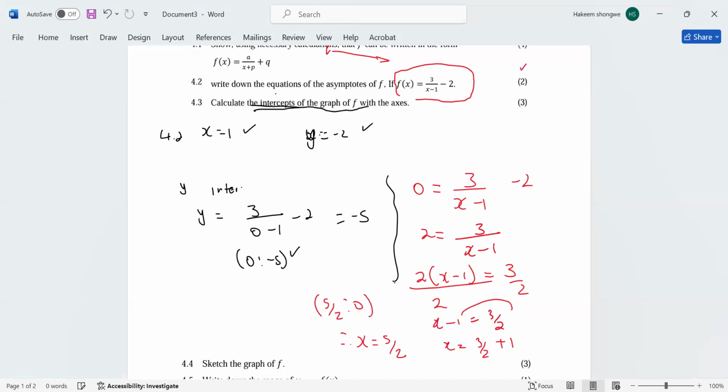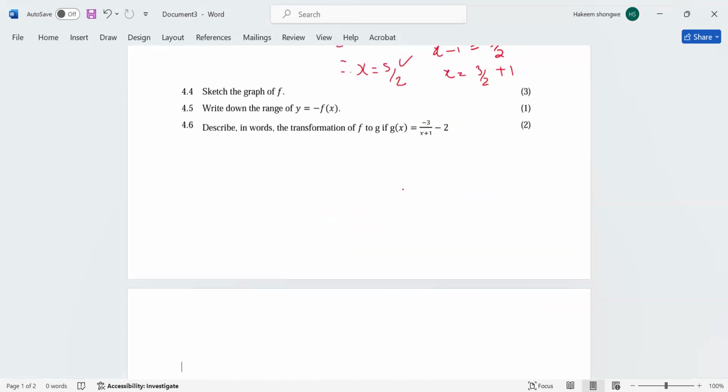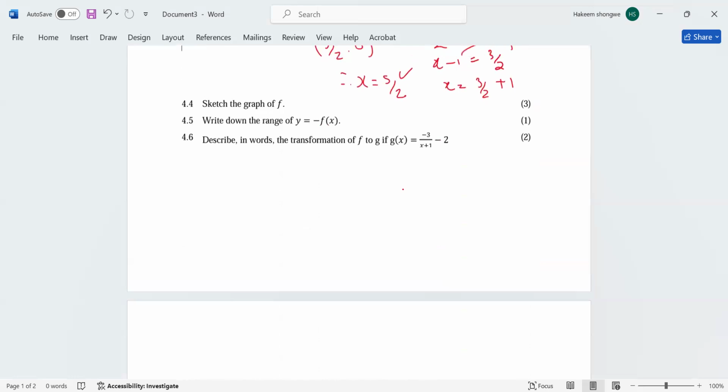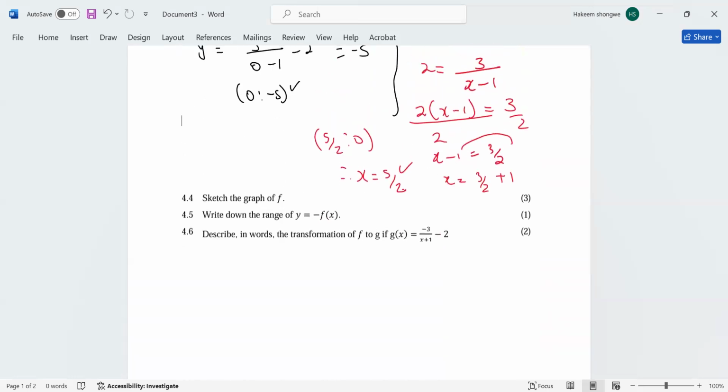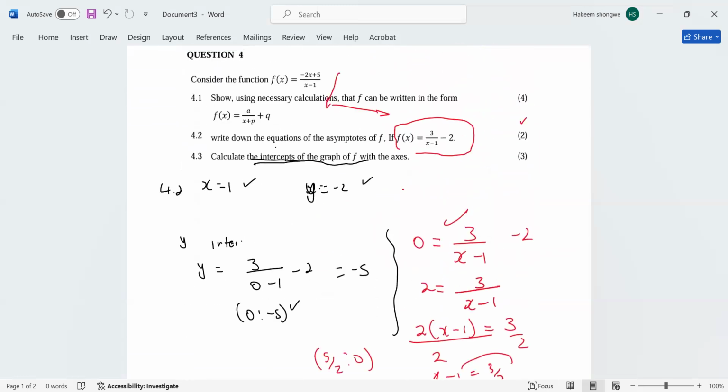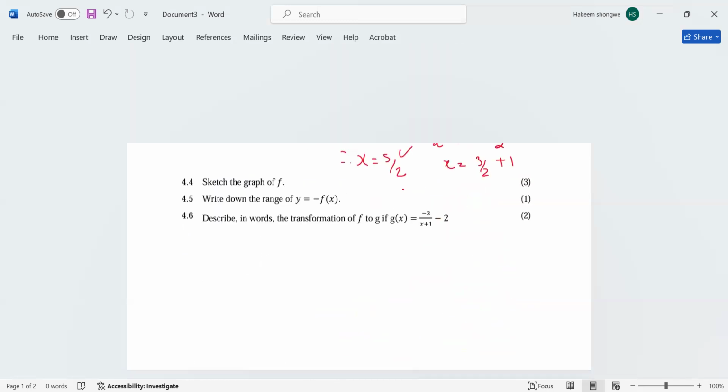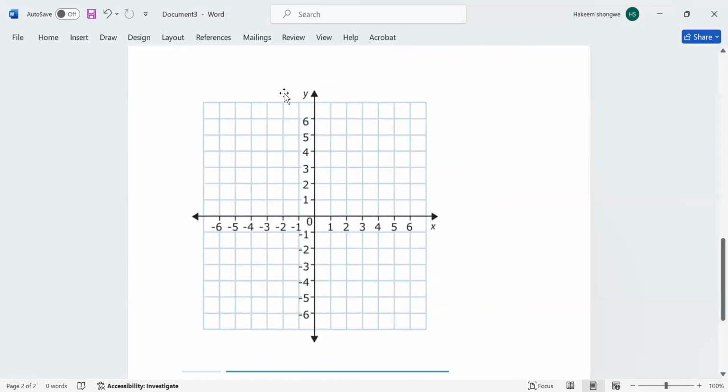So we have 5 all over 2, and then we have 0. Let's go to the sketching of the graph. If we have to sketch the graph, we need to show the x-intercept. We need to show the asymptotes. So what do you have as your asymptotes? You have x is 1 and y is minus 2. Let's start with x is 1.